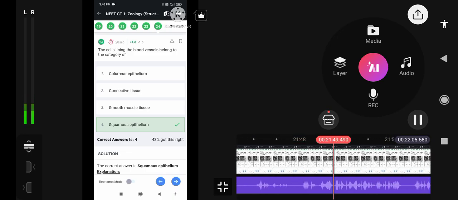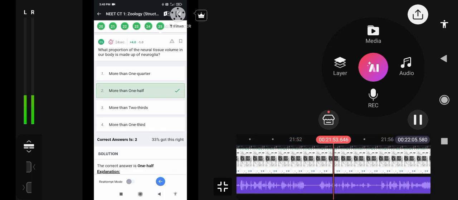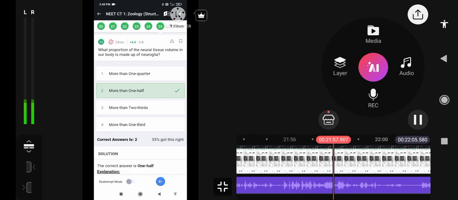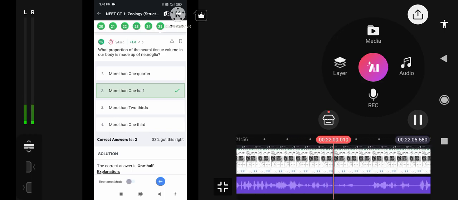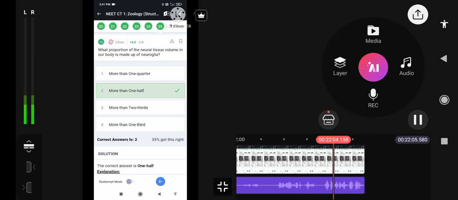Question 24. The cells lining the blood vessels belong to the category of squamous epithelium, of course. What proportion of the neural tissue volume in our body is made up of neuroglia? Neuroglia is more than one half, not more than one quarter.